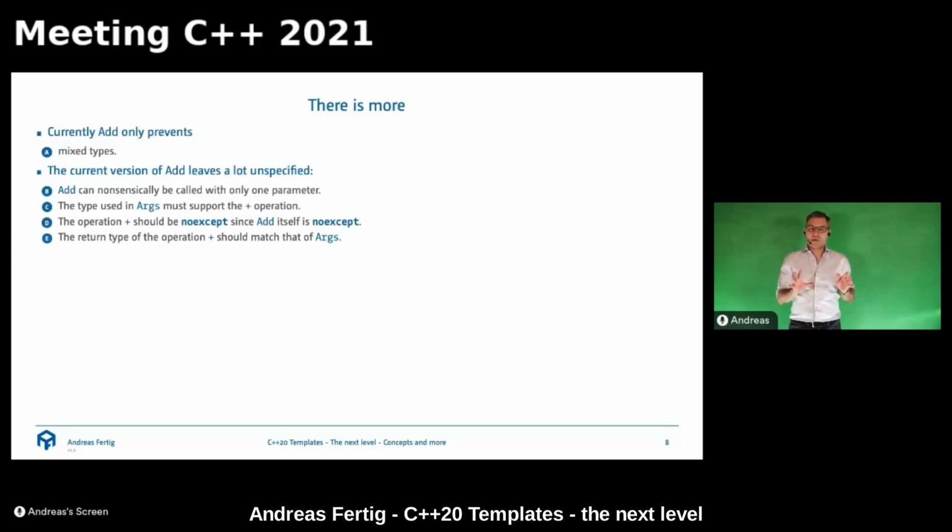Maybe in highly generic code, yes, granted, but let's say we want to prevent this. The function's name is add, so it's supposed to add at least 2 things together. Calling it with 0 or 1 parameter, that's just a waste of resources. So let's not do that. Let's limit add here as well. Then a possible requirement in the next line is that the type used in args must support a plus operation.